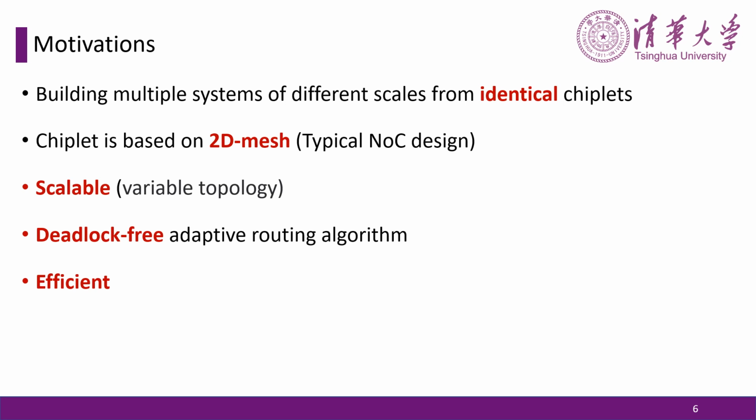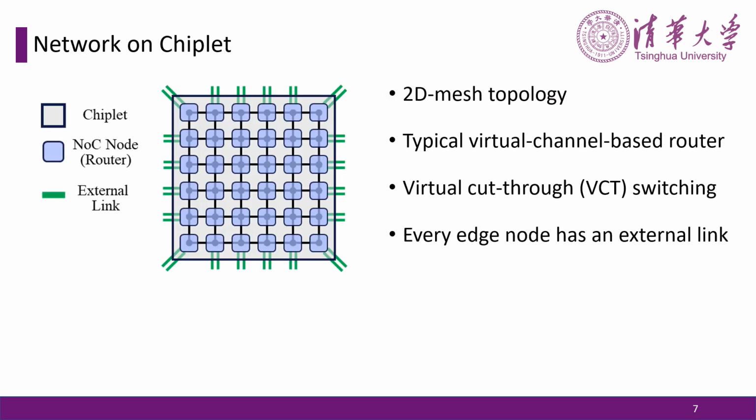Motivated by the challenges, we think a good chiplet interconnection scheme is supposed to have these characteristics. First, it can build multiple systems of different scales from identical chiplets. Second, each chiplet is based on a typical NoC architecture. Then, the scheme should be scalable, which means the topology is variable without changing the chiplets. Last, the routing algorithms are supposed to be deadlock-free and efficient enough. Okay, let's discuss them in detail.